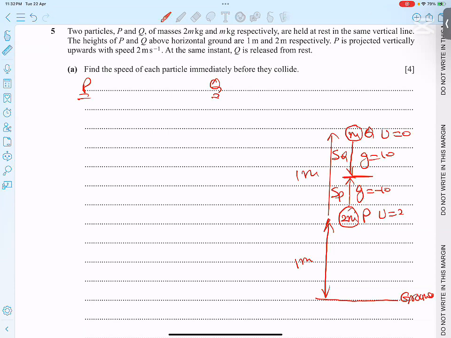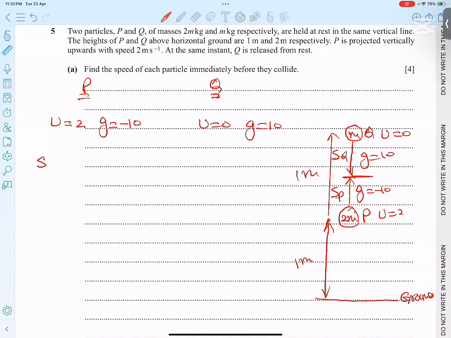First of all, data writing is very, very important. I know this kind of question is always harder, and I'll tell you how you can make it easy: planning and data writing are very important. For P, U is 2 and gravity is negative 10. For the other one, U is 0 because it drops, and gravity is positive 10. Okay, so I think the data is enough.